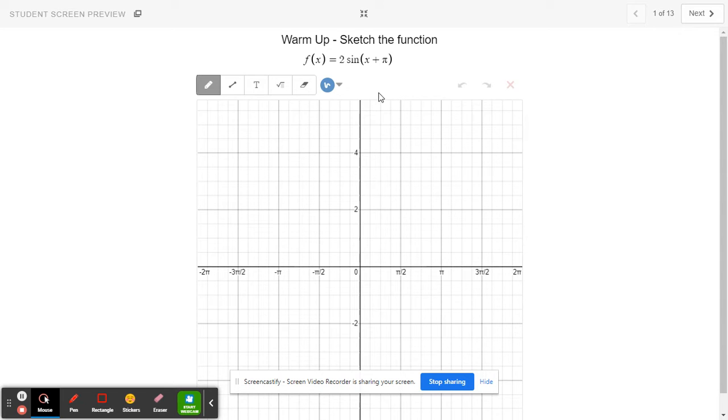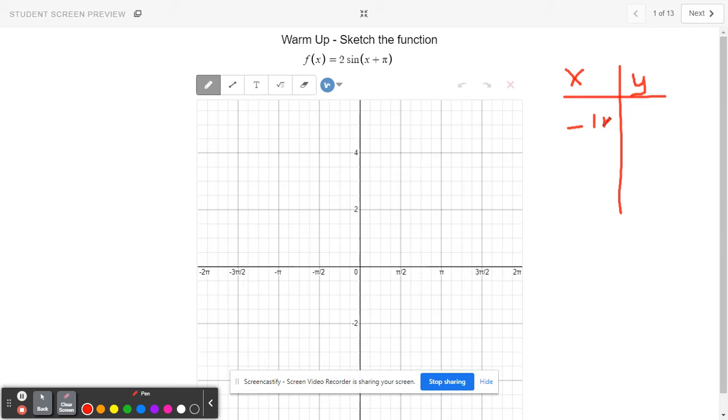And so to sketch this graph, we just want to make a table of values here. So if I plug in negative pi, what do I get? Negative pi plus pi is 0. Sine of 0 is 0. And so 0 times 2 is 0.